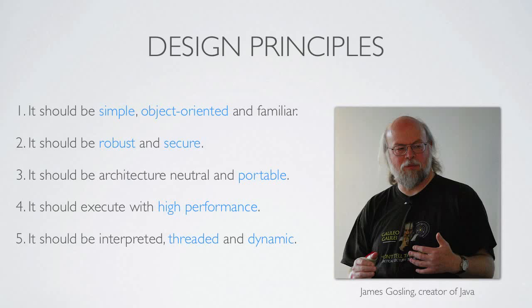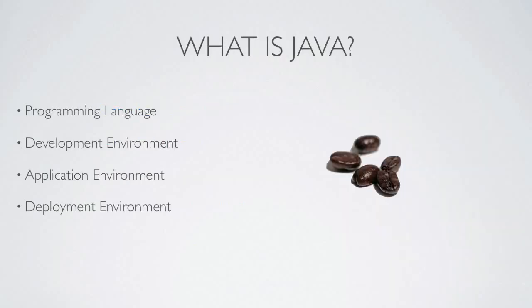And fifthly, it should be interpreted, as opposed to compiled, and we'll see how that gets shaken out as well. It should be threaded and dynamic, and we'll talk about those topics later. We'll definitely hit on how Java incorporates in the language a multi-threaded approach, and there's also a lot of dynamic properties of Java that are different than C++ in terms of things like reflection, and we'll talk about those later on as well.